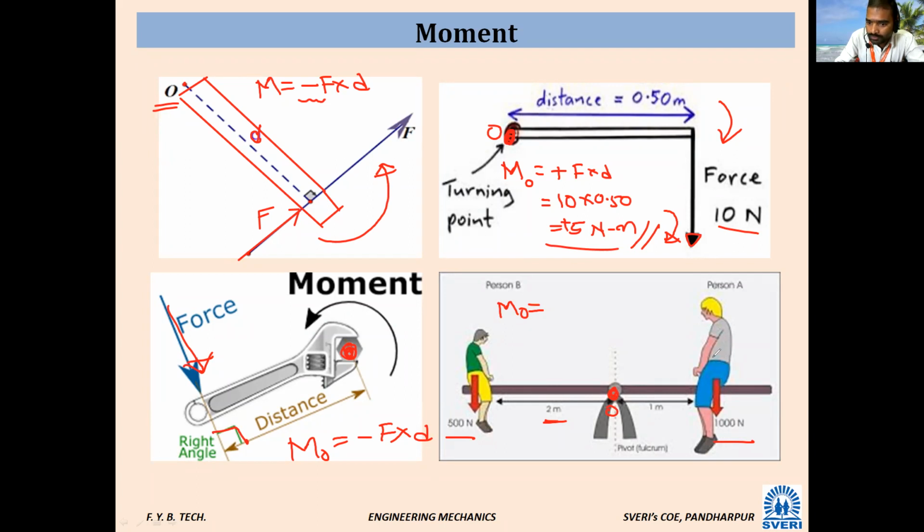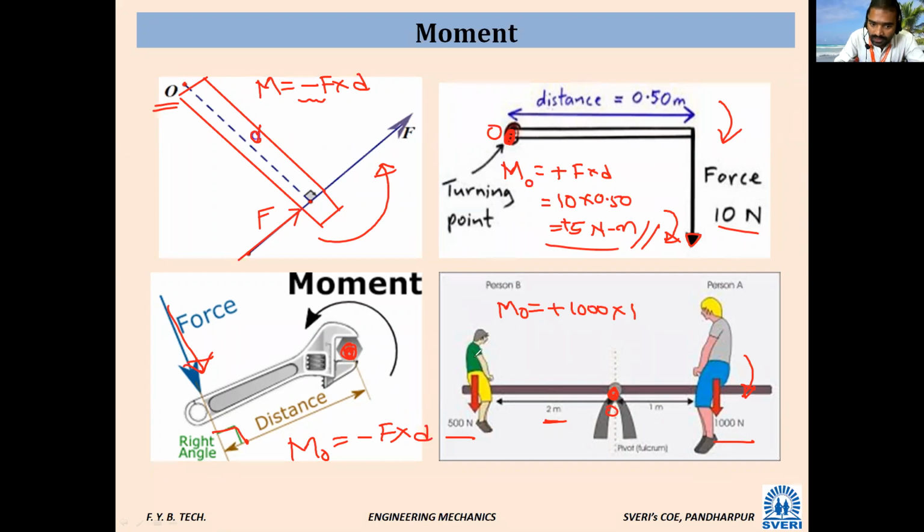Taking the first person, A: will this person produce a clockwise or anti-clockwise moment? Clockwise, so I take it as plus. How much is the force? 1000 Newton. What is the perpendicular distance? 1 meter.